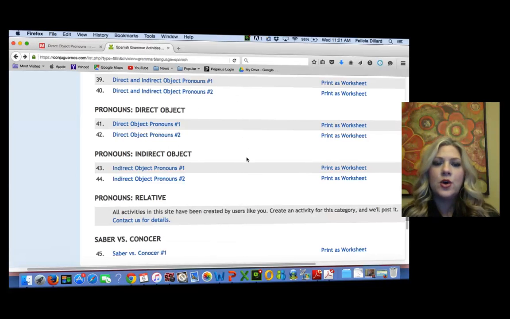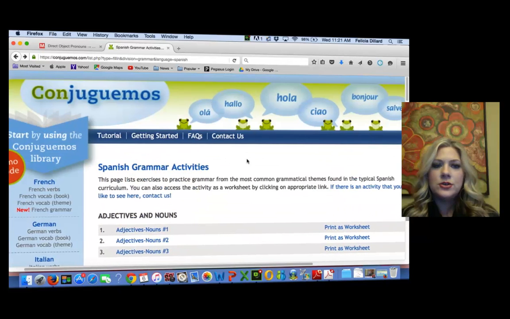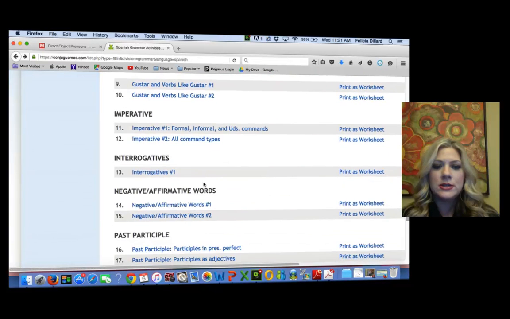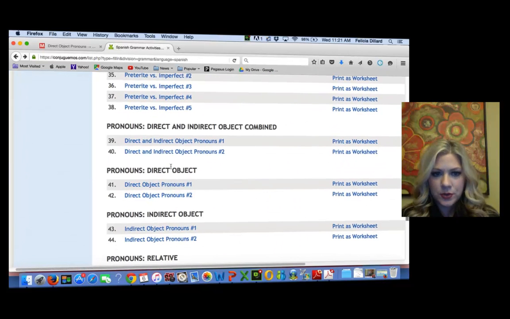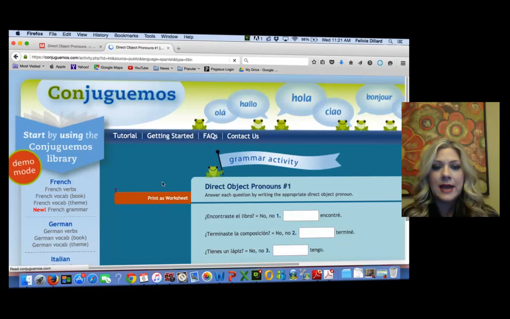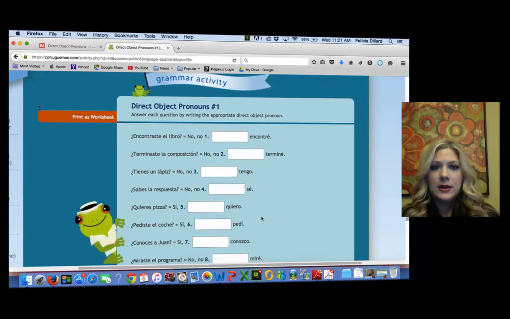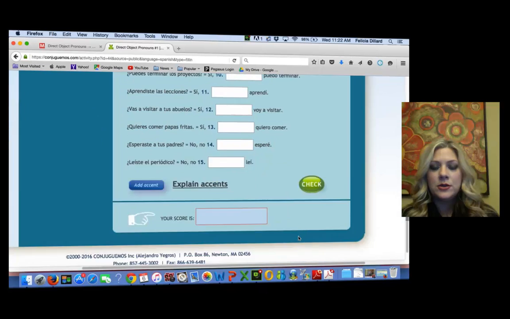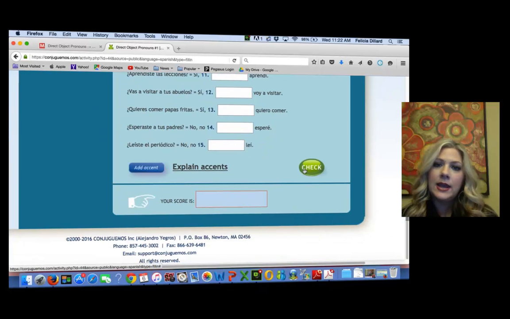Then the other activity is on the Conjuguemos website. You're going to select Spanish grammar, which will bring you to this page, and then you'll do numbers 41 and 42. And so 41 is just like the activity that we did. Answer each question by writing the appropriate direct object pronoun: me, te, lo, la, nos, los, las. You're going to go through this activity, and once you type in your correct answers, you can check it and get immediate feedback. This is a good way to see if you are on the right track.